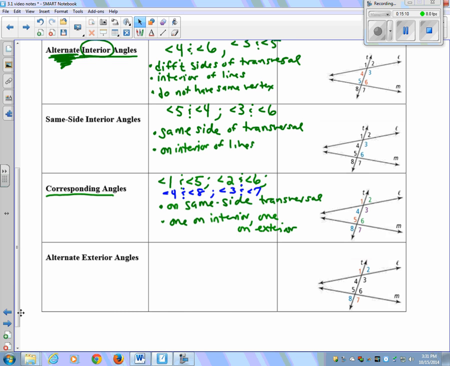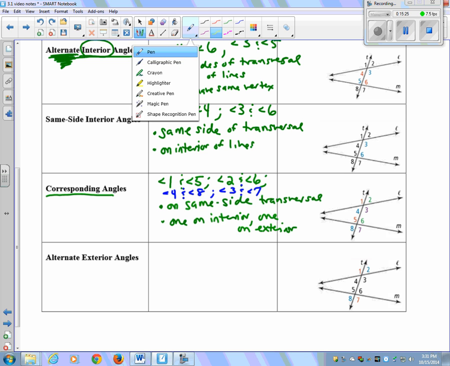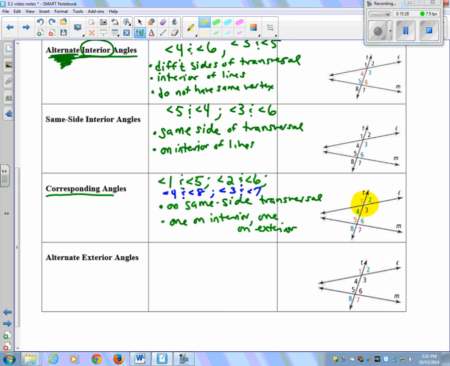Another way to think about it, if you think about these angles at the top. Oh, that's not what I meant to do. I wanted the highlighter. There we go. These angles at the top, those 4 angles go together because they all have the same vertex. And then the angles at the bottom, these 4 angles kind of go together because they have the same vertex. When you have corresponding angles, they're kind of like in the same position. One from the yellow, one from the blue.